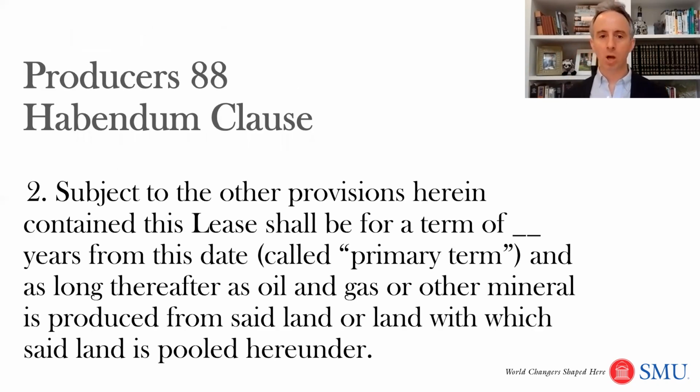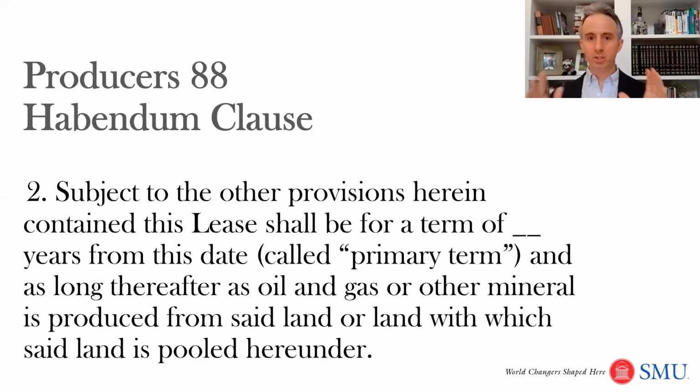So the Habendum clause. Here's an example of a Habendum clause from the Producers 88 lease that I gave you. "Subject to the other provisions herein contained, this lease shall be for a term of blank years from this date, called the primary term, and as long thereafter as oil or gas or other mineral is produced from said land or land with which said land is pooled hereunder."